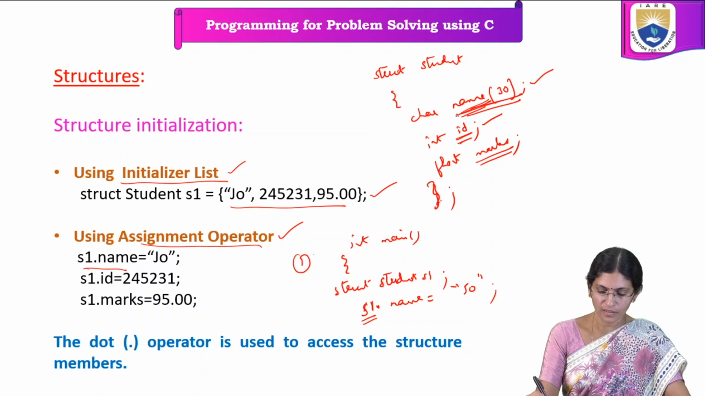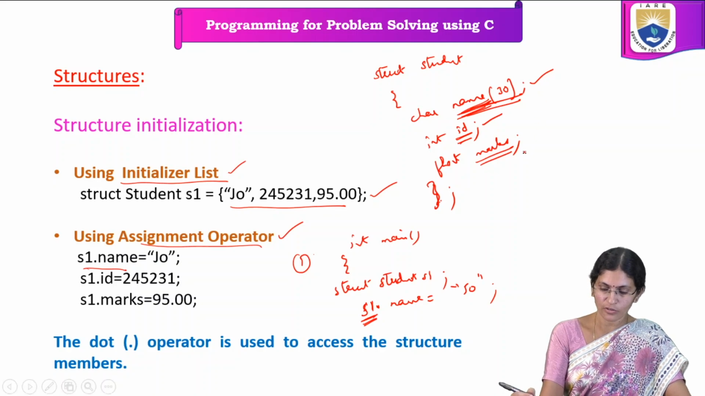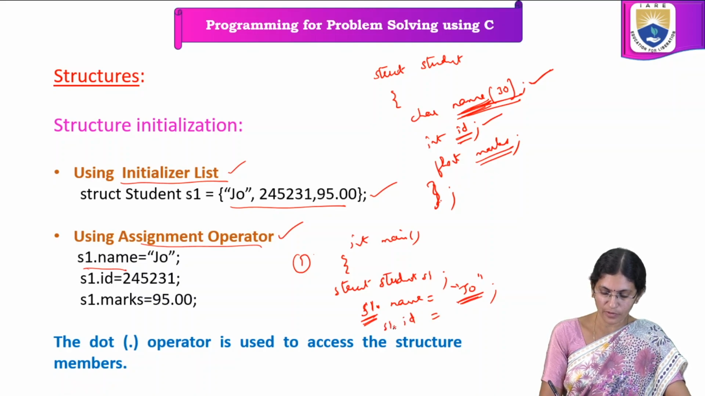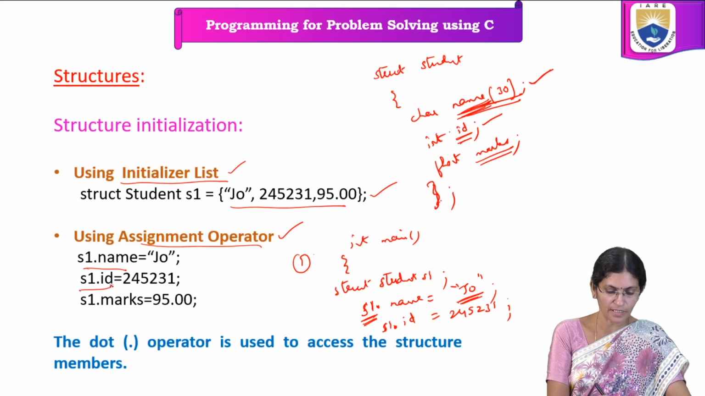So this implies the variable s1 has three attributes, or you can say three fields. The first one is name, which belongs to a string, which is an array of characters. The corresponding value is this one. The second attribute is ID. Therefore we can access the second member of the variable s1 using the dot operator. s1 dot id is equal to 245231. So this is how you can assign each value to the variable s1.